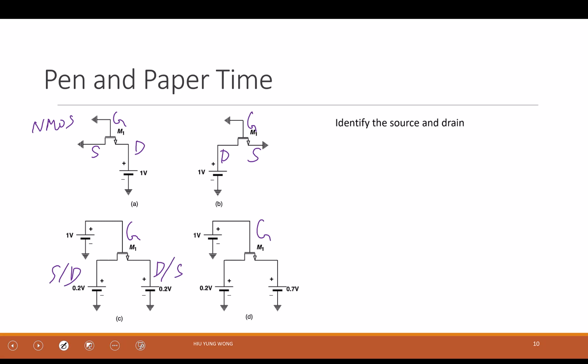What is the terminal on the left? Source, because it's lower potential, and because it's NMOS, right? If it is PMOS, it will be opposite, okay? So this should be very simple, but don't make mistakes on this simple thing, okay? Good.